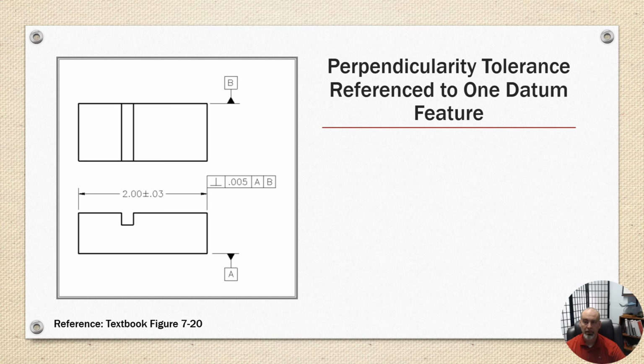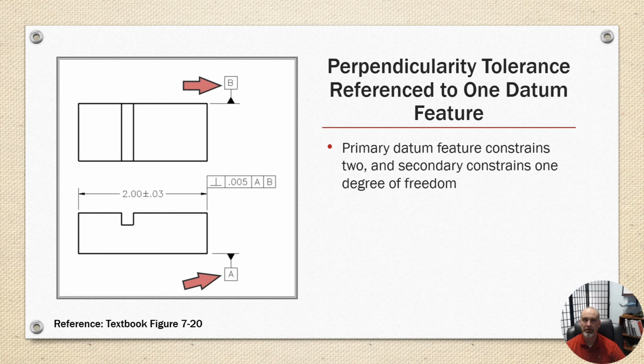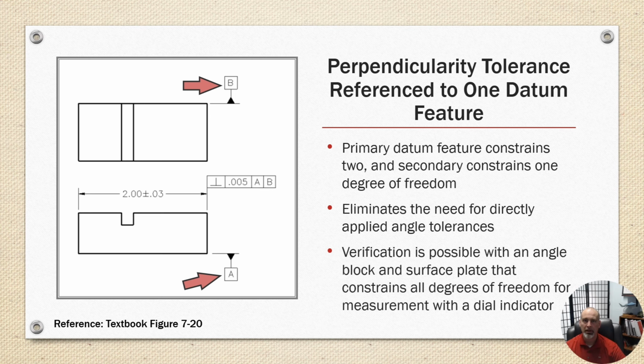Perpendicularity tolerance is referenced on one datum feature. So the primary datum feature constrains two and secondary constrains 1 degree of freedom. This eliminates the need for directly applied angle tolerances. And verification is possible with an angle block, a surface plate that contains all degrees of freedom for the measurement with a dial indicator.